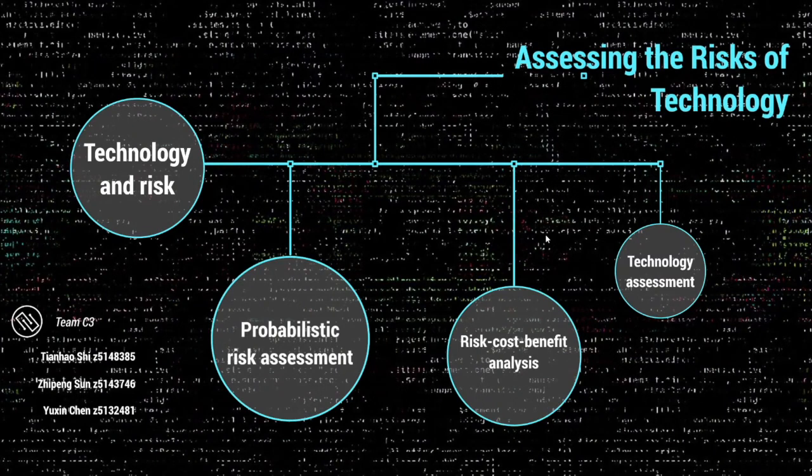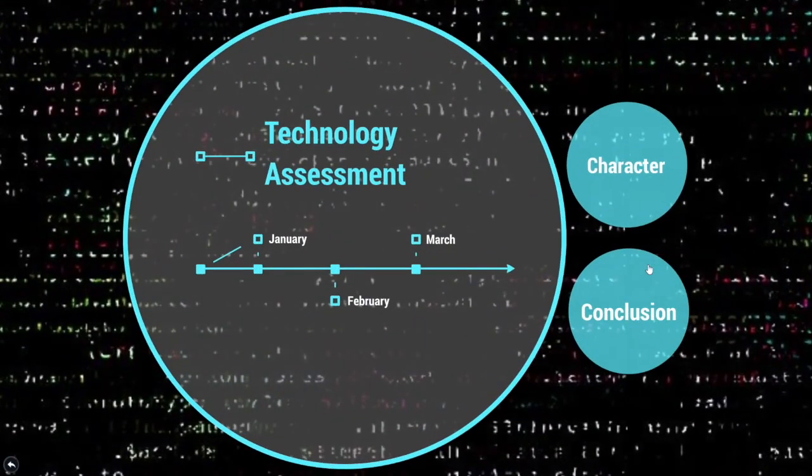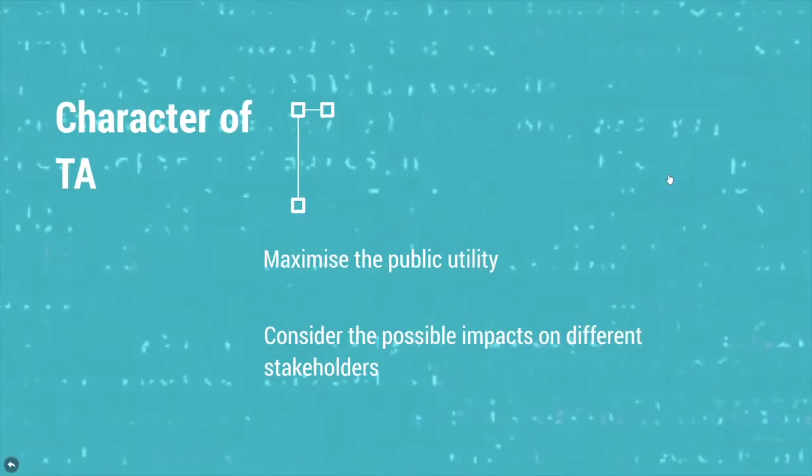However, PRA and RCBA are not the only ways to assess the risks and harms of technology. There is another approach called technology assessment, which maximizes the public utility and considers the possible impact on different stakeholders, whether the impact is good or bad.